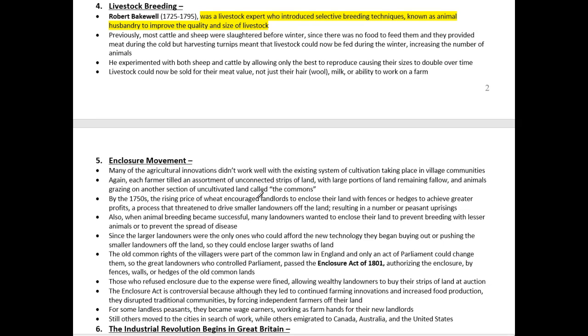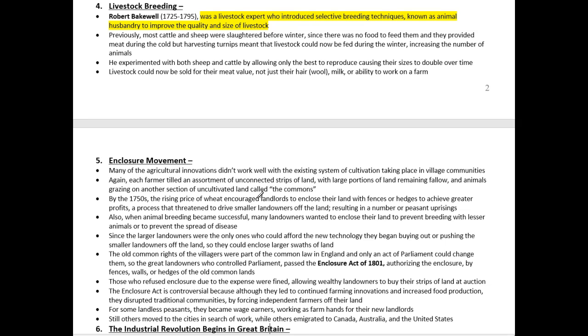By the 1750s, the rising price of wheat encouraged landlords to enclose their land with fences or hedges to achieve greater profits, a process that threatened to drive smaller landowners off the land, resulting in a number of peasant uprisings. Also, when animal breeding became successful, many landowners wanted to enclose their land to prevent breeding with lesser animals or to prevent the spread of disease. Since the larger landowners were the only ones who could afford the new technology, they began buying out or pushing the smaller landowners off the land so that they can enclose larger swaths of land.